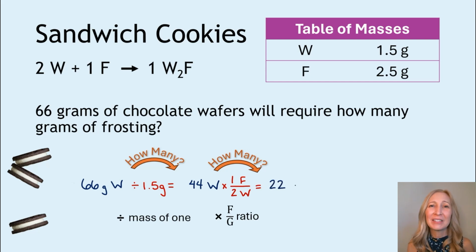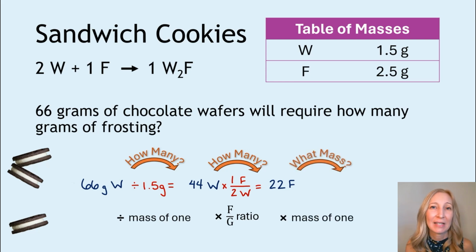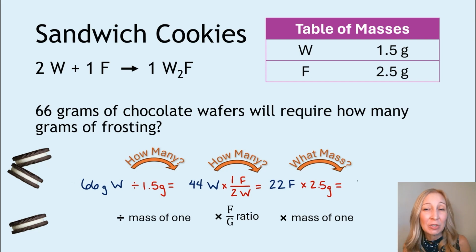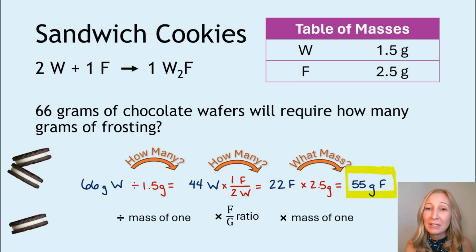The final thing we need to do is figure out the mass of these 22 frostings. To do this, we need to know the mass of one frosting, which is great. We have a handy table nearby to help us out. If one frosting has a mass of 2.5 grams, then 22 frostings will have a mass of 22 times 2.5 grams, which is 55 grams of frostings.